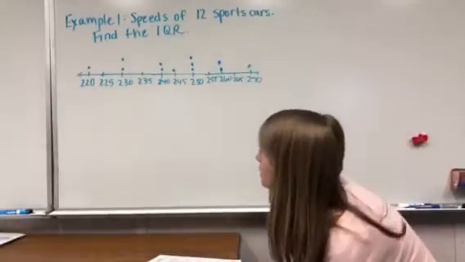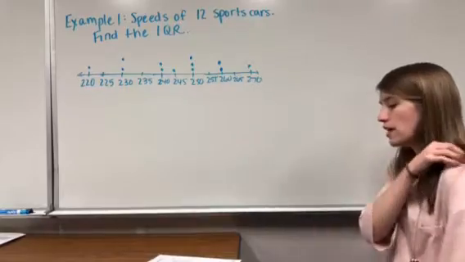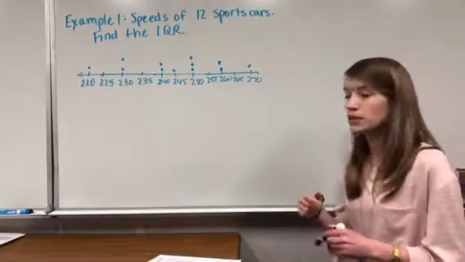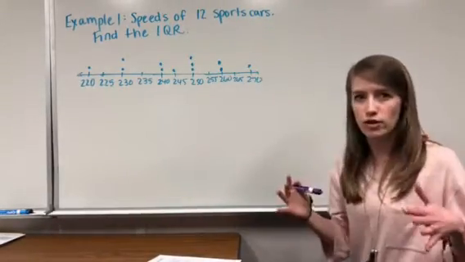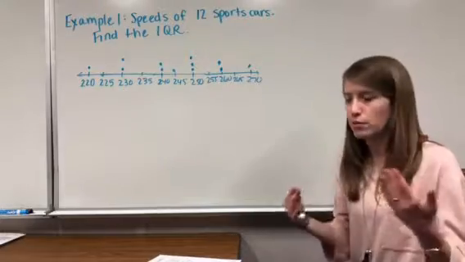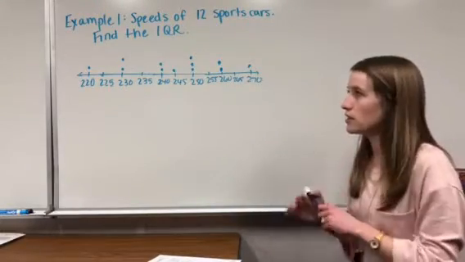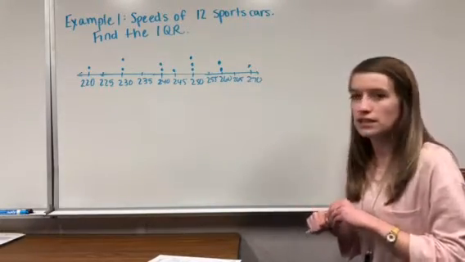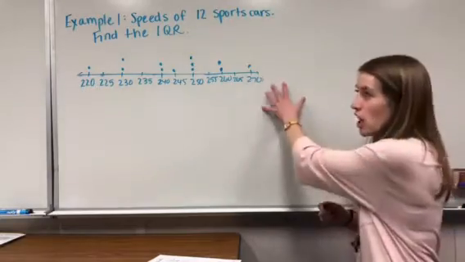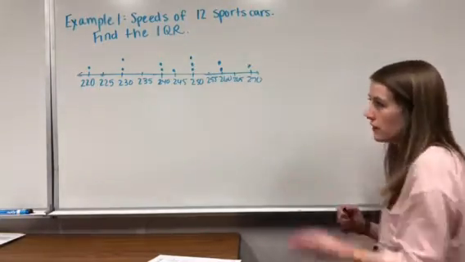Example 1 lists the speeds of 12 sports cars. They ask you to find and interpret the interquartile range. We're just going to find it today, and the next video will be about interpretation. This one's a little different than before since they give us the data in a dot plot. Let's take our dot plot and transfer it to a list of numbers.